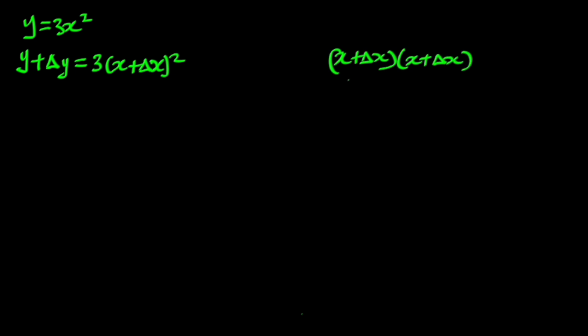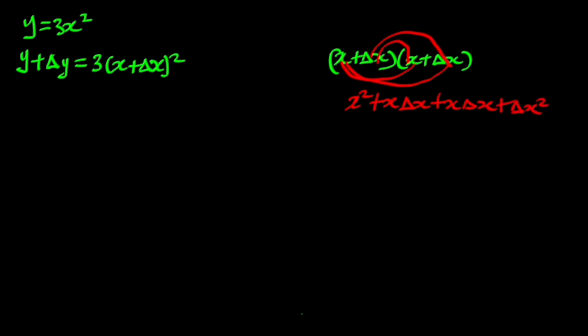To expand the expression, we have x times x, which is x squared; x times change in x, which is x change in x; change in x times x, is x change in x; and change in x times change in x, is change in x squared. So we have x squared plus 2x change in x, plus change in x squared.